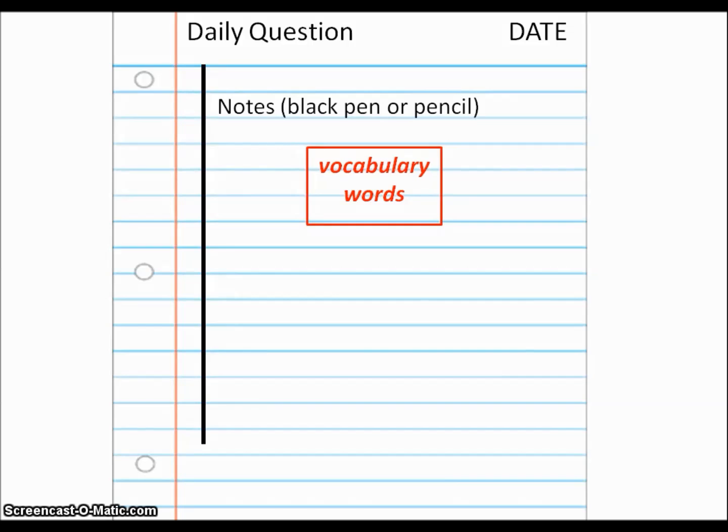All right, here's just a quick reminder on how to set up your notes. You should have the daily question and the date on the top, and you're taking your notes in black pen or pencil. Make sure any new vocabulary words or concepts are highlighted in red in your notes. All right, let's get started.